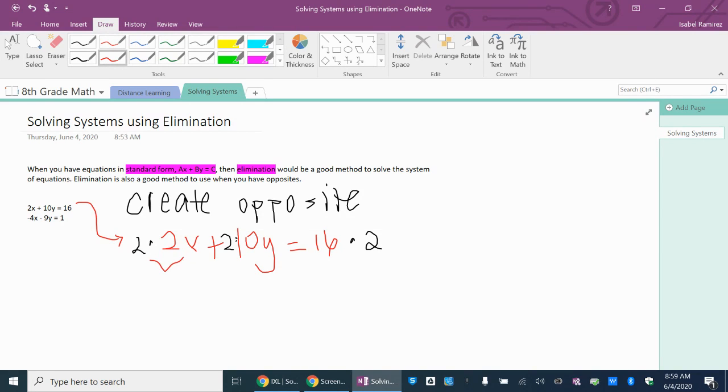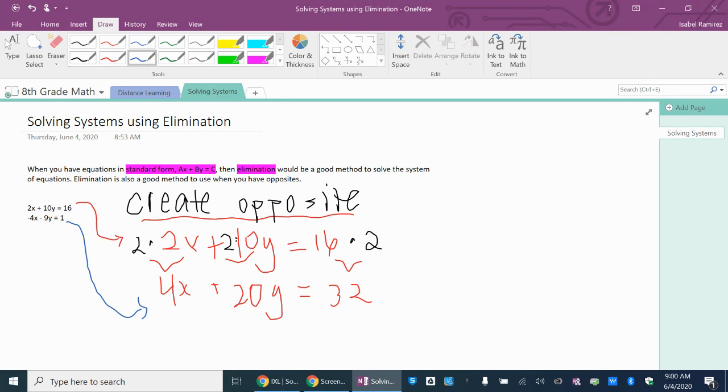So now what's going to happen is 2 times 2x is 4x. I'll have the opposites, but remember you're changing the entire equation by multiplying it by 2. So now 2 times 10 is 20, and we have y equals, and 16 times 2 is 32. So now I have created my opposites. So now I can go ahead and get my second equation, which is negative 4x minus 9y equals 1. And I can combine those because they're in standard form, and now I have opposites. So because we already have opposites, I'm just going to add everything.